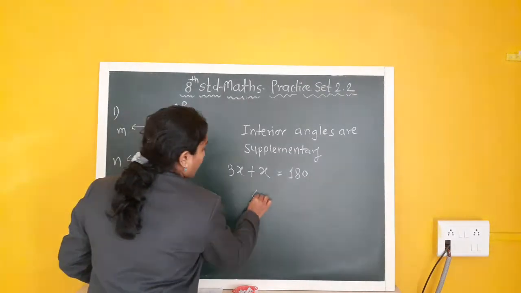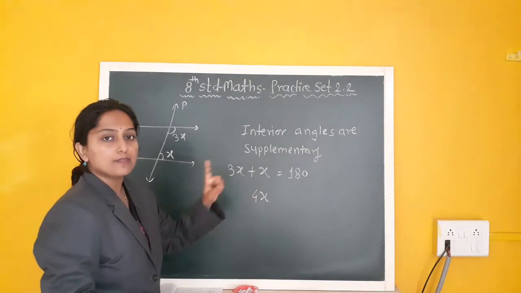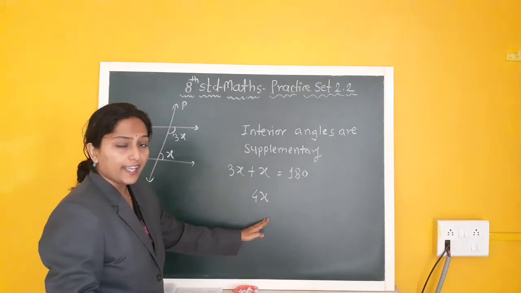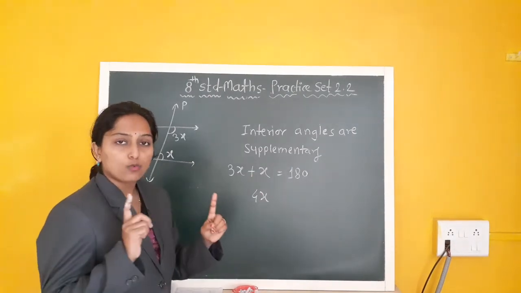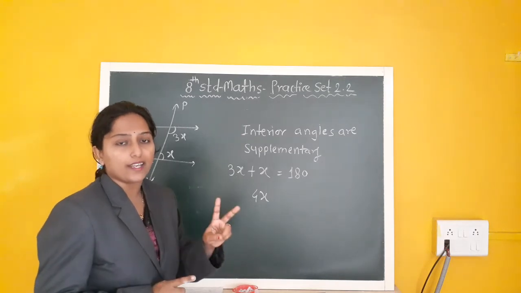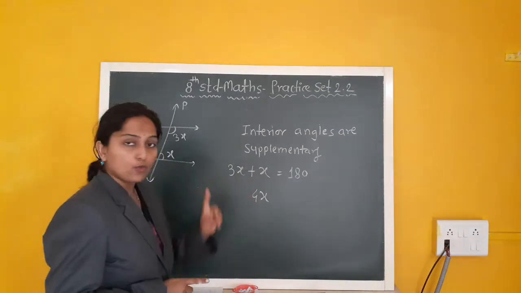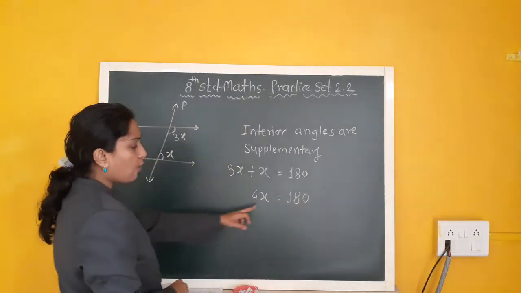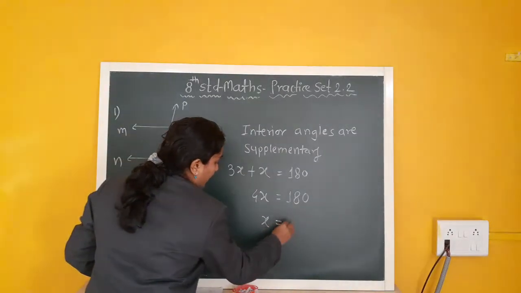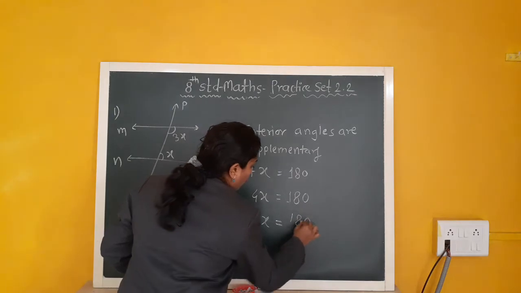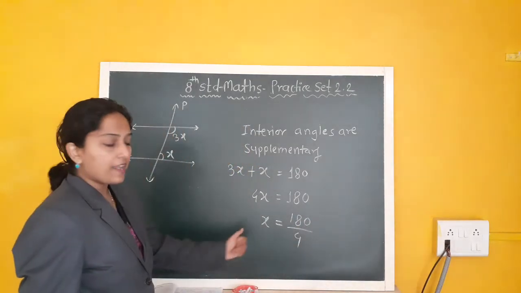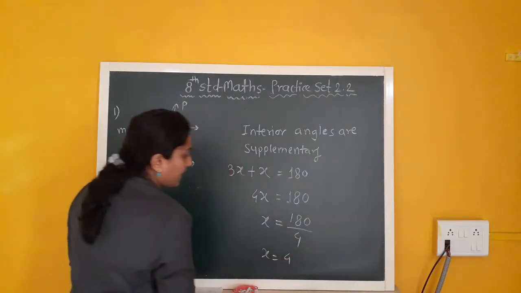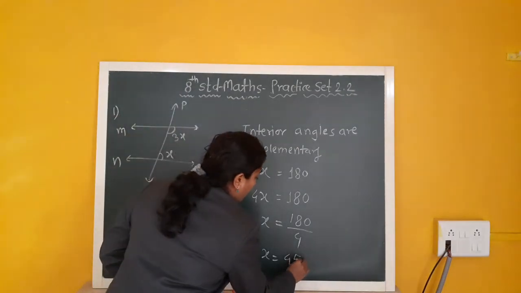3x plus x is nothing but 4x. This 3x and x, where there is nothing written, means by default there is 1. So 3 plus 1 is 4, and for x you have to write only x, not 2x. Like 1 pen plus 1 pen, there are 2 pens. Like that, 3x plus 1x, there are 4x. Now 4x is equal to 180. Now we have to find the value of x. So x will remain here and 180 divided by 4. Now we have to do the division here.